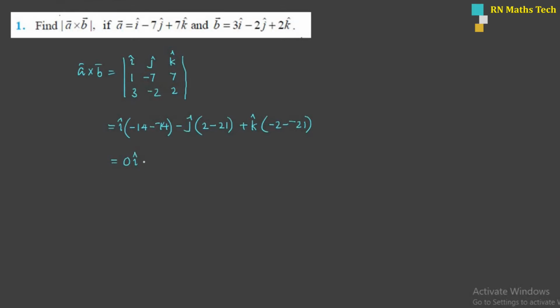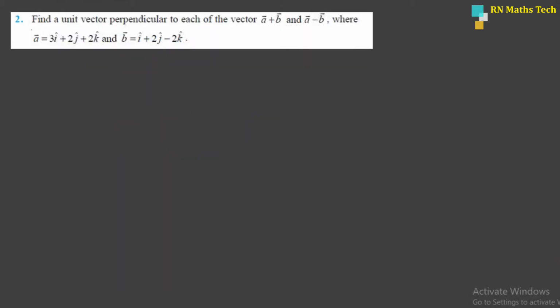0i plus 19j plus 19k. Modulus of A bar cross B bar is equal to root of 0 plus 19 square plus 19 square, that is root of 2 into 19 square, which is equal to 19 root 2. Okay. Now the second problem.